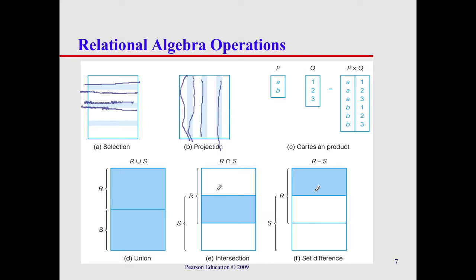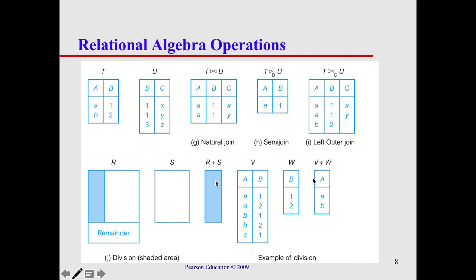So for example, if R was administrators and S was professors, R minus S would be all administrators who were not professors. Joins we've gone over. I don't think these slides are from the book. I don't think they're particularly good. However, I guess I'd go through them.